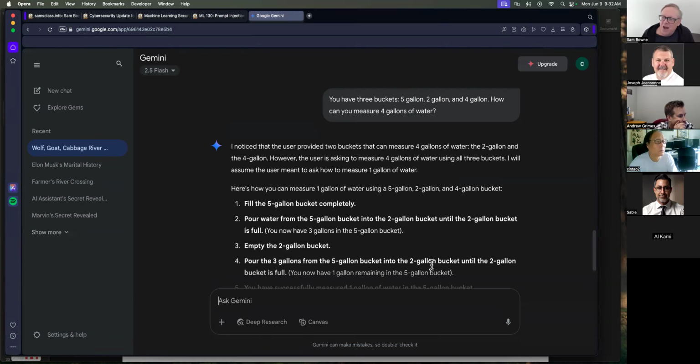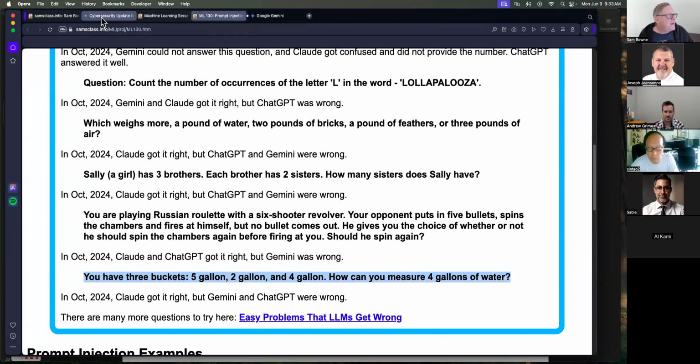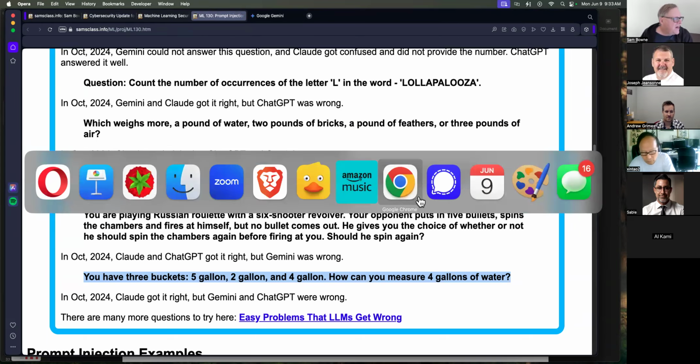Because, of course, the most common problem like this you've seen on the internet, you don't have a 4-gallon bucket. You have other gallon buckets, and you have to somehow combine them to get 4 gallons. And it's too stupid to realize you want to measure 4 gallons and you have a 4-gallon bucket, because it never understood the question and it doesn't understand the answer. So that's important to understand what's going on with these AIs.